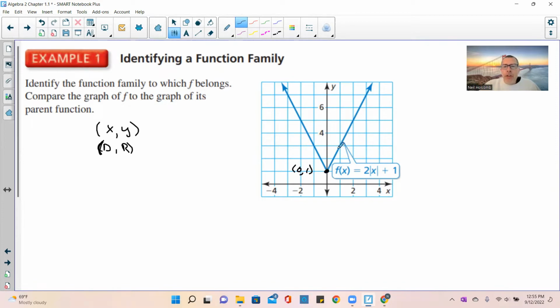So if I look at this function here, it's going to the right forever. That's what this arrow means. It's going to keep going out. I can put 5 in for x, 6, 7, 8, 9, 10 to infinity. And if I go left, it's going to go left forever and ever and ever. So the domain is the set of all reals.